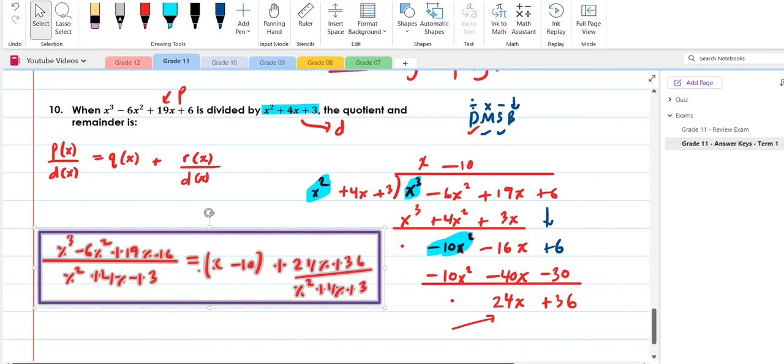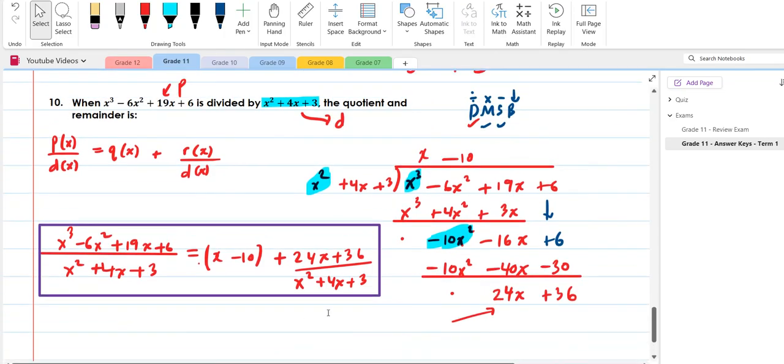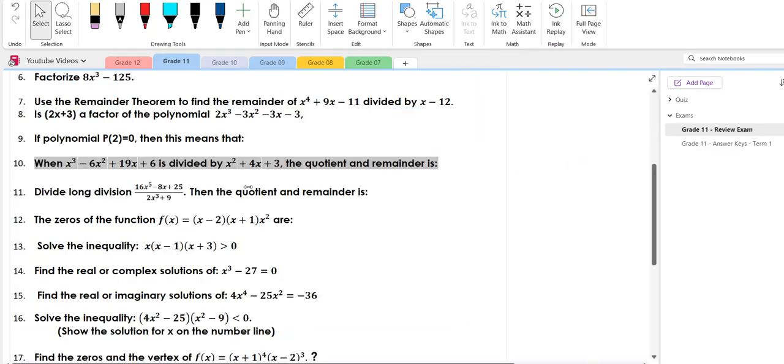Right, next question. So my quotient is x minus 10, my remainder is 24x plus 36 over x squared plus 4x plus 3. Next question. Again, we need to apply long division.